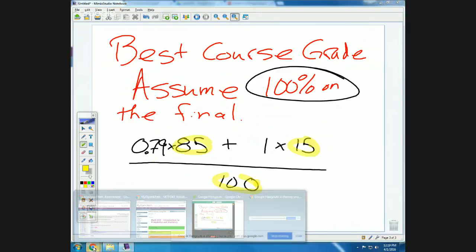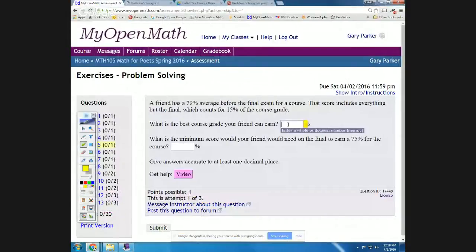So let's correct this here. The 67.2 plus the 15 extra percentage points, if he gets 100%, is going to give him 82.2% for a final grade. So that's the best this person can do, acing the final.